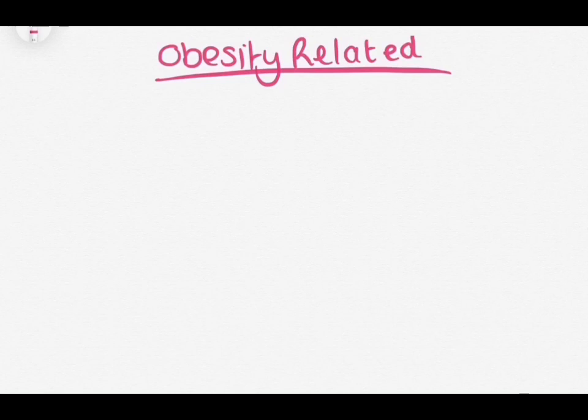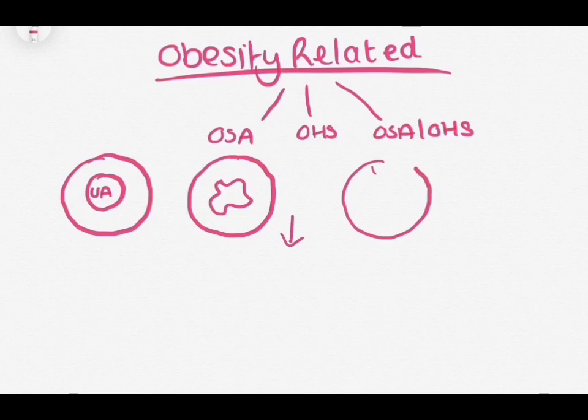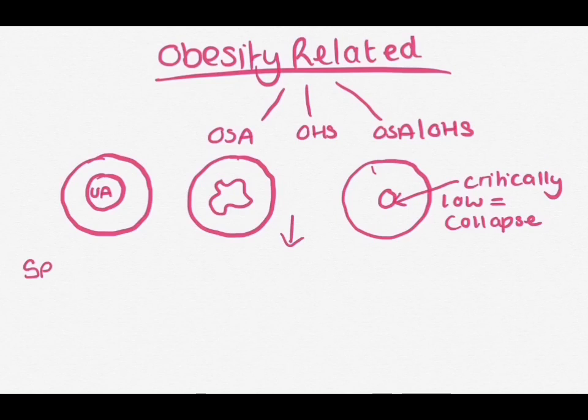Finally, we'll have a look at how obesity and obesity-related sleep disordered breathing impacts the chances of type 2 respiratory failure. We can split this group into three phenotypes: our obstructive sleep apnea group, our obesity hypoventilation group, and the combination of the two. Looking at our obstructive sleep apnea group, so we have an upper airway surrounded by tissues and muscles. When we sleep, we get a reduced tone of these muscles, which may reduce the pressure within the airway. If this pressure reduces to a critically low level, then the airway could collapse entirely.